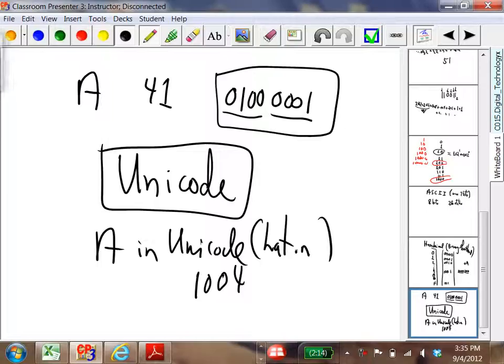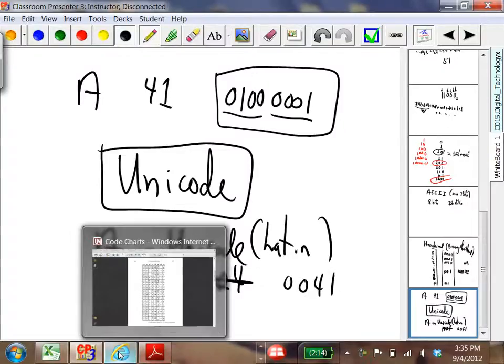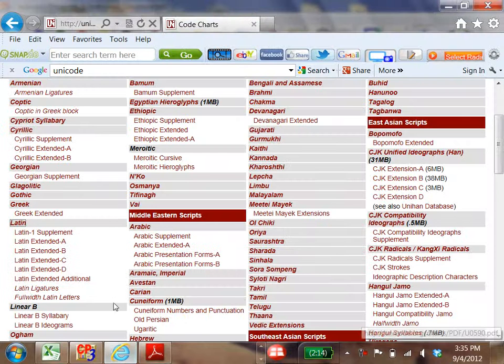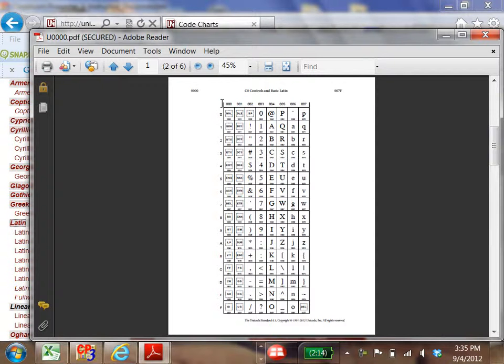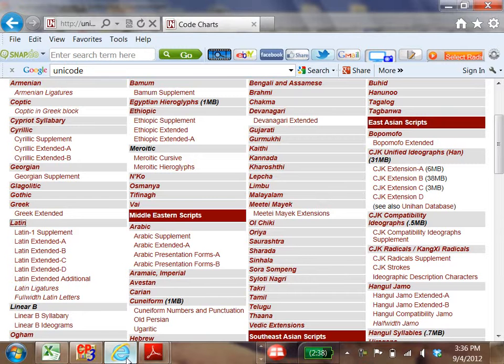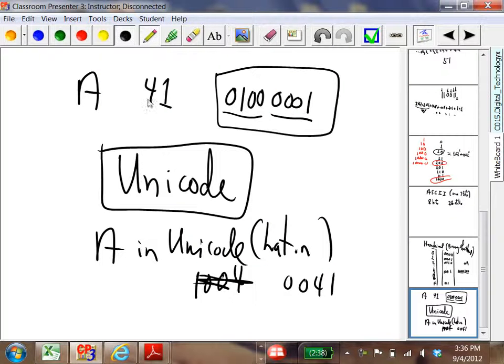Oh, I'm sorry, that's wrong. Here it's 0041, sorry. Because in this particular case, the way they did this, these three go first, and this goes at the end. So 0000, 0010, 0020. So A here it would be 0041. It's the same as in ASCII. Okay, it just has two zeros in front of it.